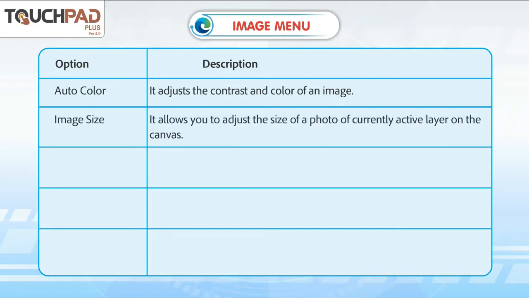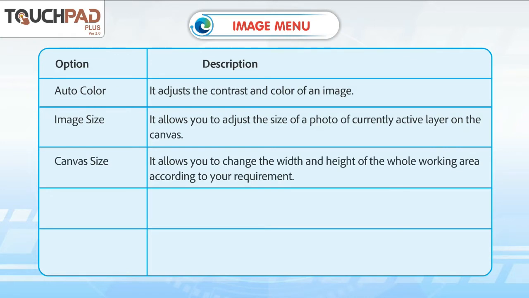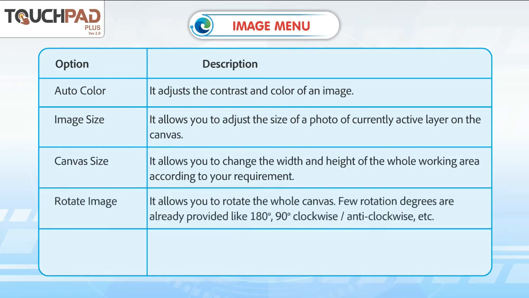Image size. It allows you to adjust the size of a photo of the currently active layer on the canvas. Canvas size. It allows you to change the width and height of the whole working area according to your requirement. Rotate image. It allows you to rotate the whole canvas. A few rotation degrees are already provided, like 180 degrees, 90 degrees clockwise or anti-clockwise, etc.